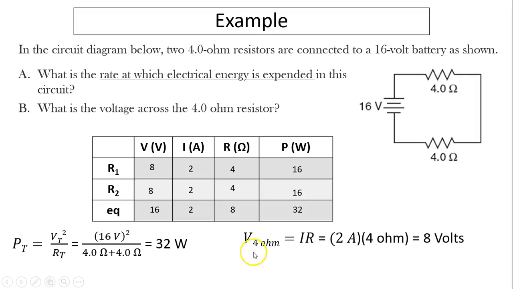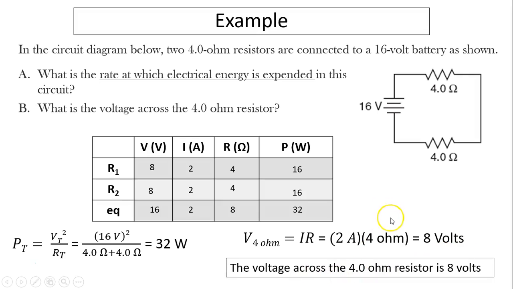To find the voltage across the 4 ohms, you use I and R. R has to be 4 ohms. I is the same, so you have 8 volts.